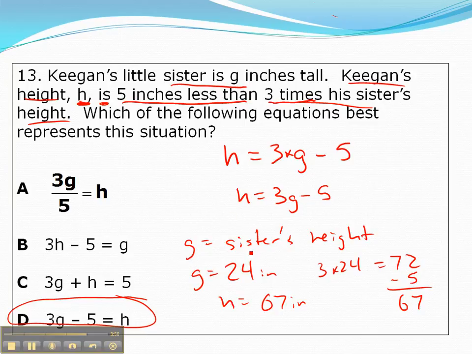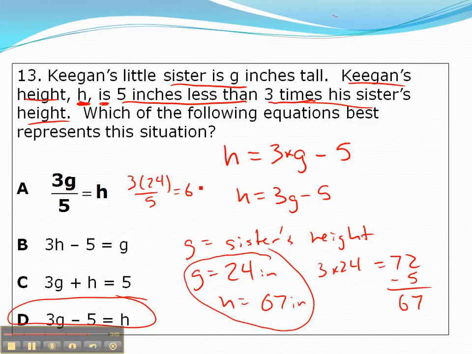The reason I did all that is now we can take g and h and plug them into these different equations to see which one works. 3 times 24 over 5 should equal 67. So 72 over 5 equals 67. There's no way. 72 divided by 5 does not equal 67. So you see how you could plug these numbers in until you find the one that works, and the one that works will be answer choice D. So just another approach to solve this type of problem.